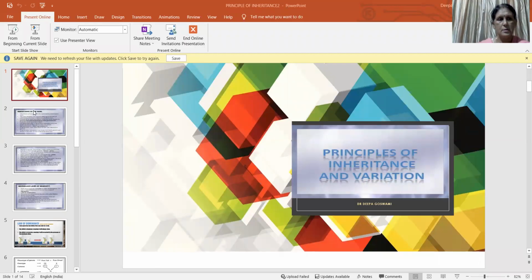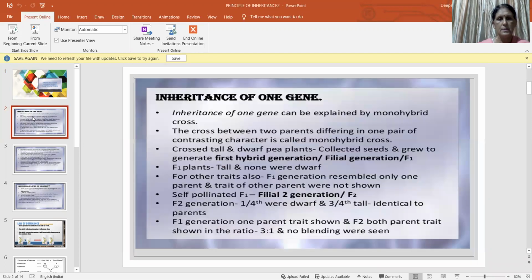Good morning, students. Today we are going to discuss Chapter 5, Principles of Inheritance, and here you see the inheritance of one gene. Inheritance of one gene can be explained by a monohybrid cross. The cross between two parents differing in one pair of contrasting characters is called a monohybrid cross.